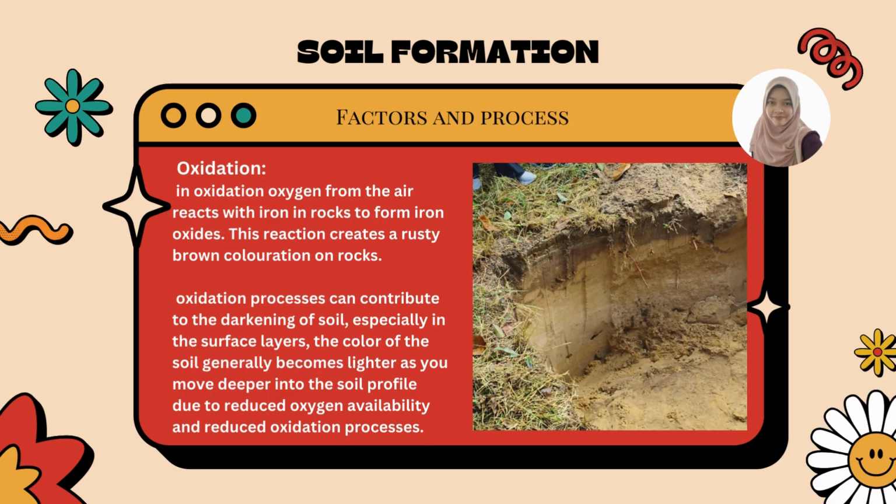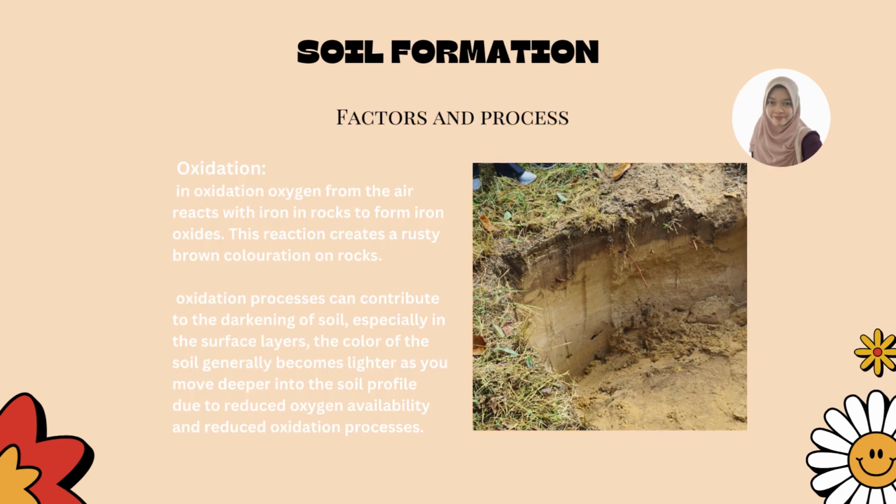In oxidation, oxygen from the air reacts with iron in rock to form iron oxide. This reaction creates a rusty brown coloration on rock. Oxidation is a process that can contribute to the darkening of soil, especially in the surface layer. As you can see in Mardi Cerating, the color of the soil generally becomes lighter as you move deeper into the soil profile due to reduced oxygen availability and reduced oxidation process.